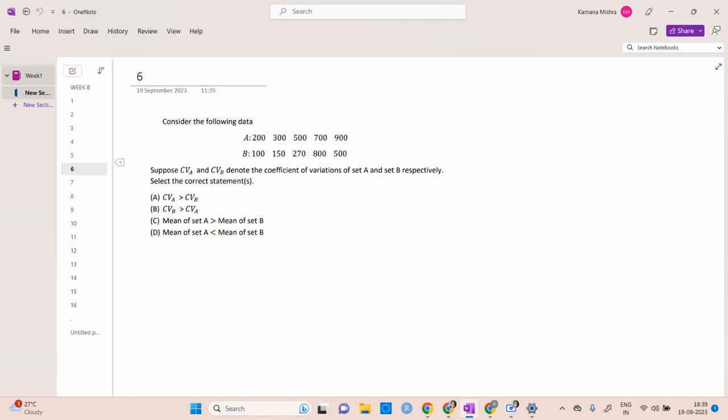Sixth question. The sixth question given here is that we have the data, and we have CVA, CVB as the coefficient of variation of the data. So do you know what the coefficient of variation of the data is?